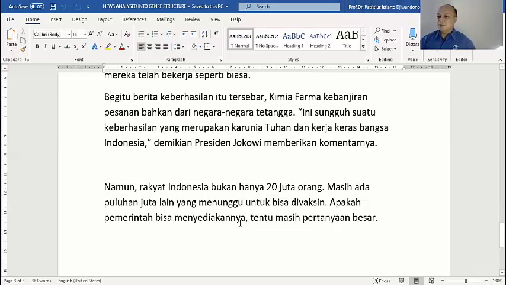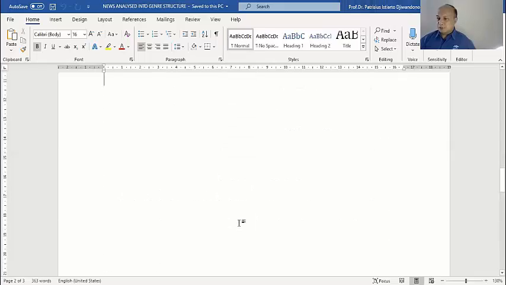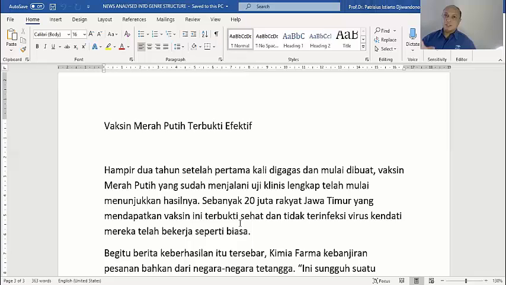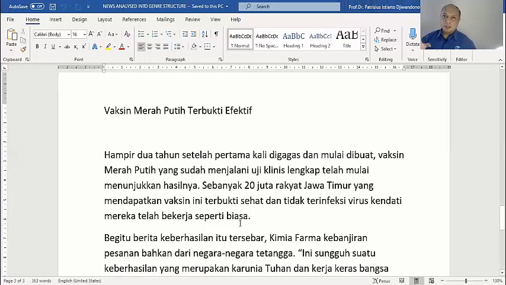Okay? So now you look at this news and try to determine which one is the headline, which one is the main event, which one is the consequence, and whether the consequence is another event or verbal reaction, and also whether there is an editor's or journalist's comment at the end of the news report. Okay, you know what to do.